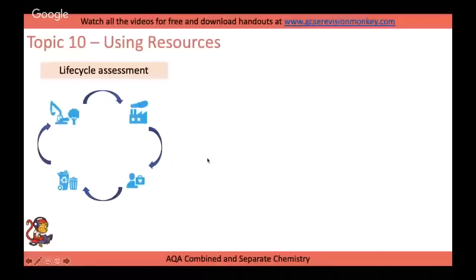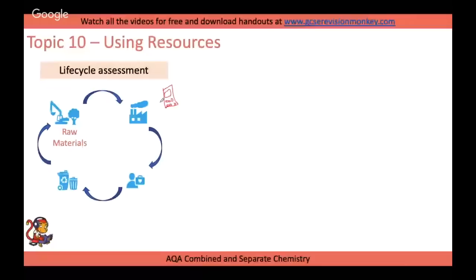So we're going to look at using resources. So the first thing we're going to look at is a life cycle assessment. You can do this for any product that you are interested in. Again, something like a mobile phone, the company might be asked by the government or by the supplier to produce a life cycle assessment for that. So first of all, there's 4 factors. Raw materials. So these are things like, what are you using to make the phone? So it's all of the process involved in, for example, making the plastic.